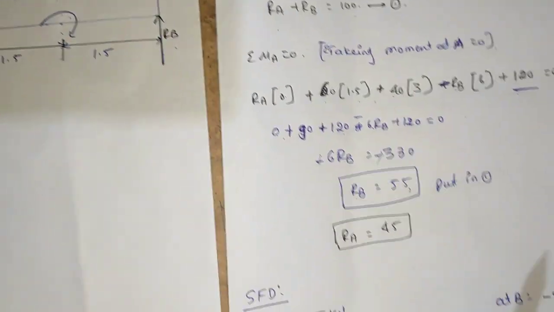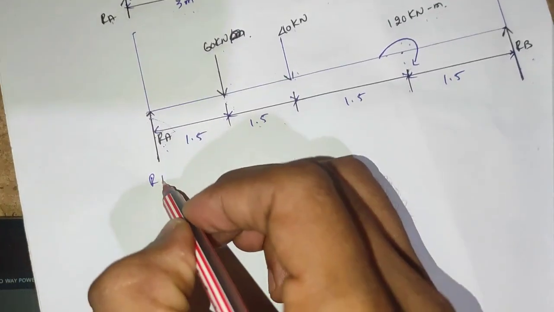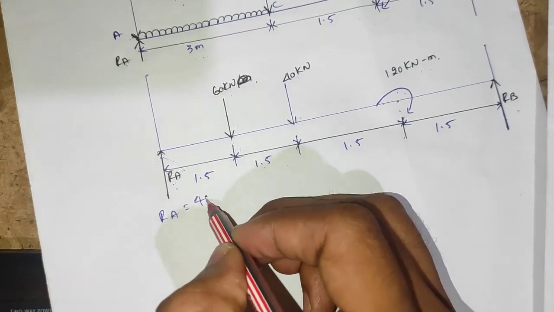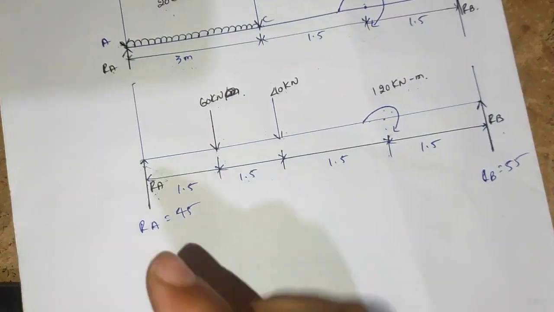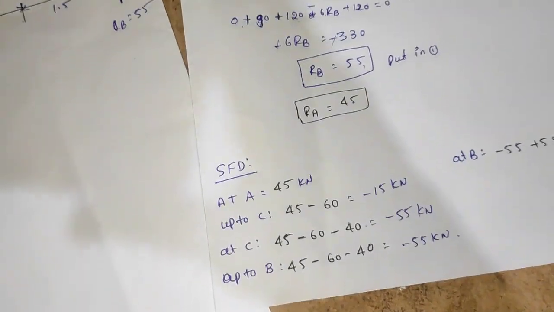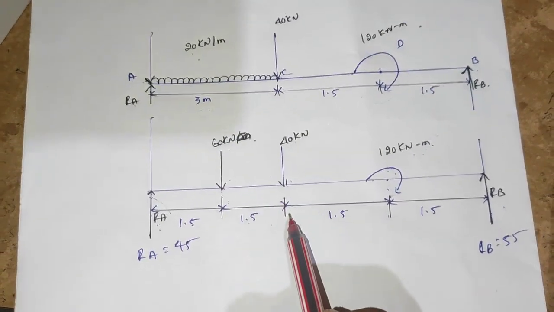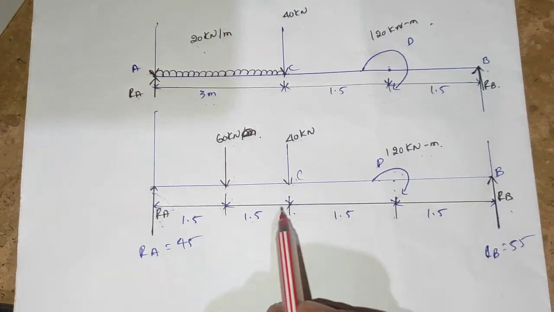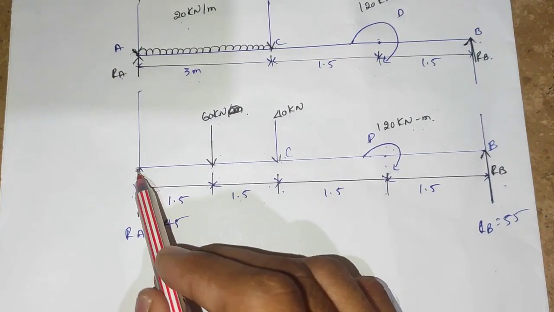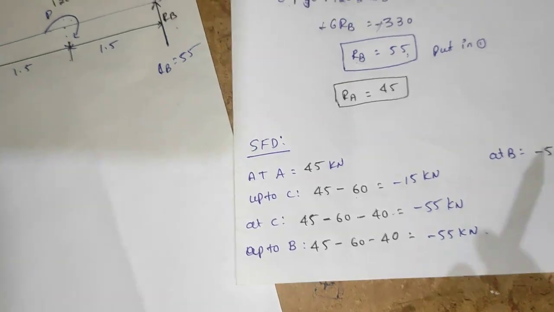Then we go for the shear force diagram. First we go for the shear force diagram. We get RA is equal to 45, RB is equal to 55. It is going upward, so it is positive. At A it is 45 kilonewton. Then up to C, sorry, this is B, this is D. Up to C the forces are plus 45 minus 60. I have written plus 45 minus 60 is equal to minus 15.